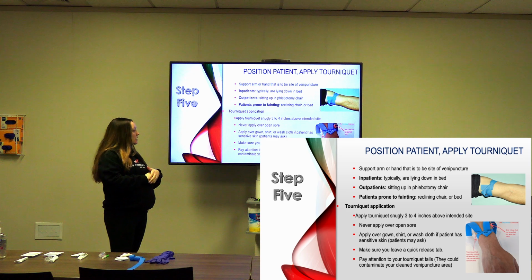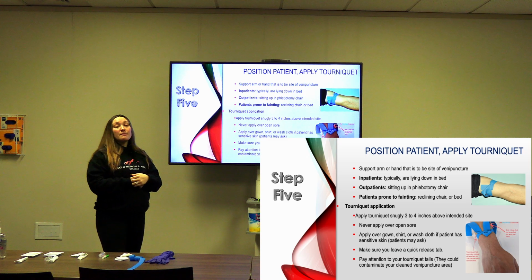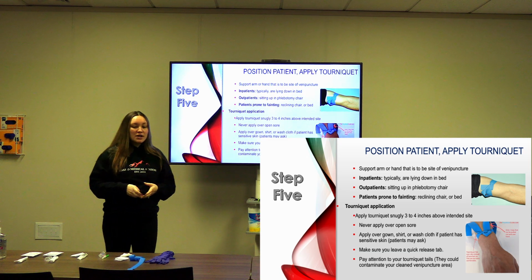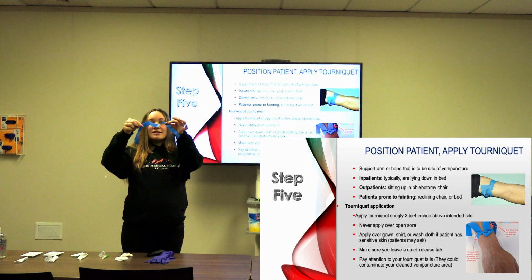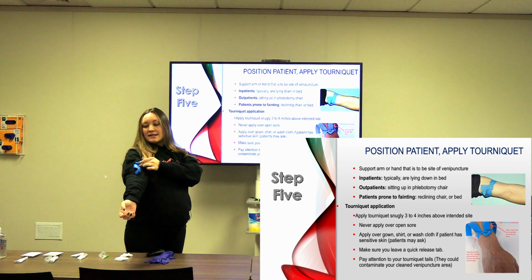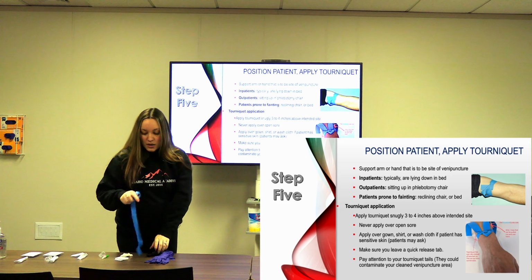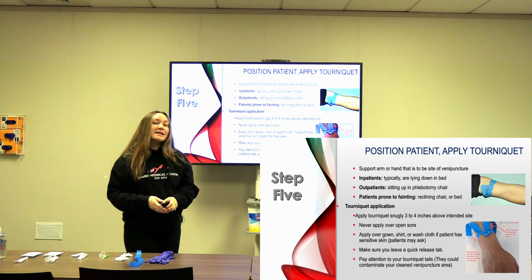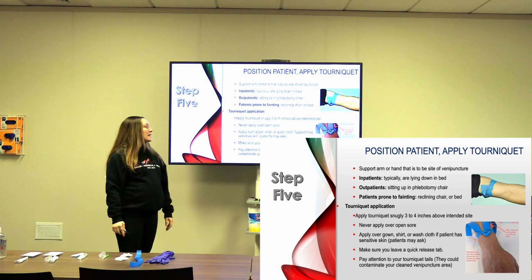When you're finished, pay attention to your tourniquet tails. They could contaminate your cleaned puncture area or venipuncture area. So when you're tying a tourniquet, if you have a tourniquet like this, make sure the ends aren't dangling down in front of where your venipuncture site is, okay, because they just get in the way. And then once you've cleaned, if the tourniquet tails touch the cleaned area, you just have to re-clean it again. It's contaminated then.